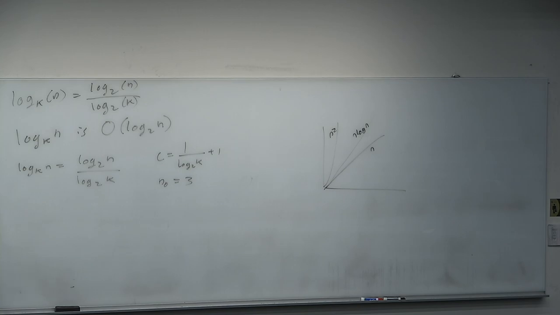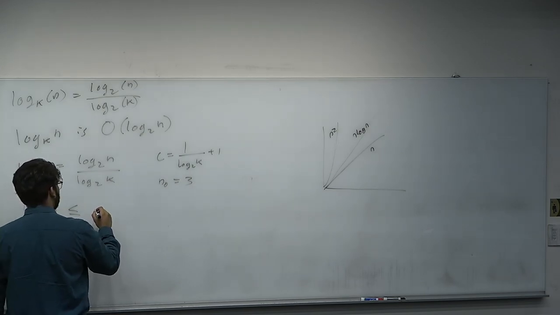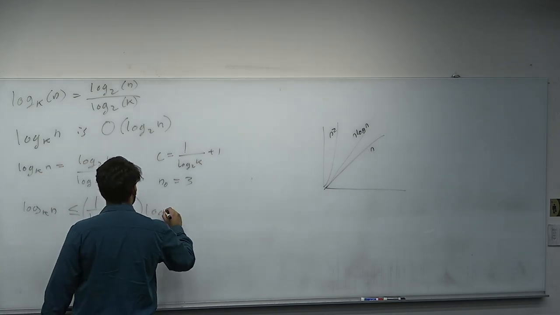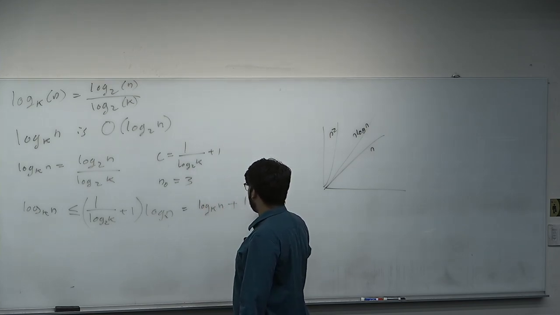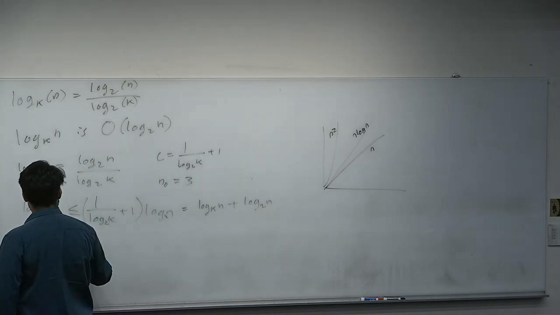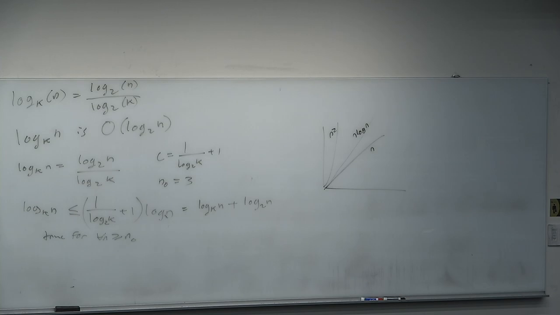Sometimes you can't always choose 3 because the function may dip down. Maybe not a nice function, but for the ones we're doing so far, they're all going to be nice. Then we know that log k of n is less than or equal to (1 over log k of 2 plus 1) times log 2 of n. And this is certainly true for all n greater than n naught. Questions on that one? Change of base formula, again, moral here: multiplication by a constant doesn't do anything to us.